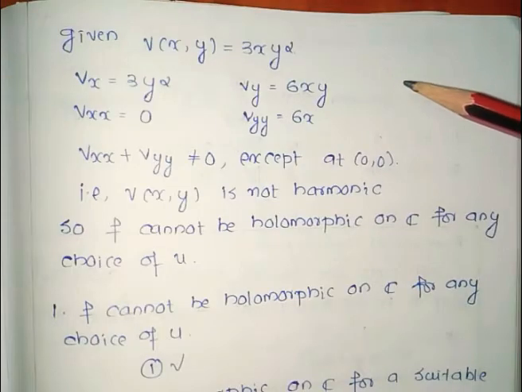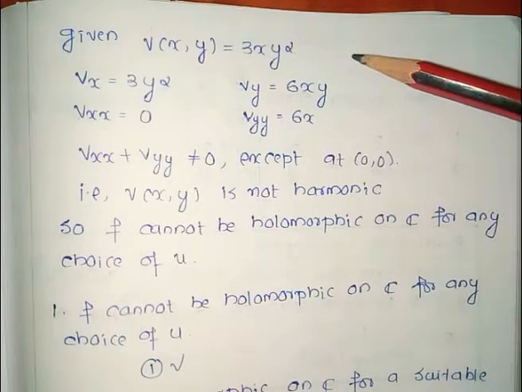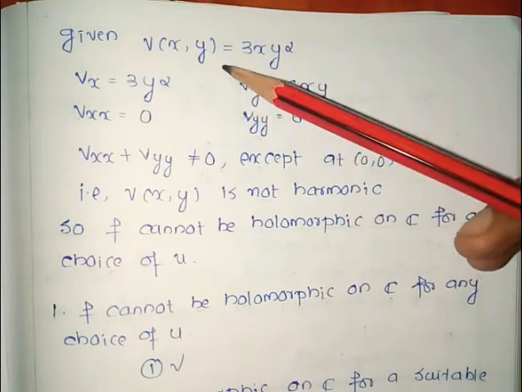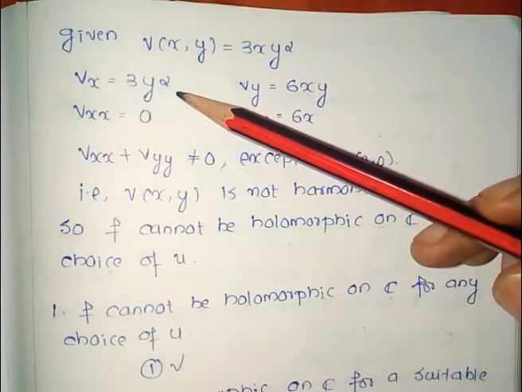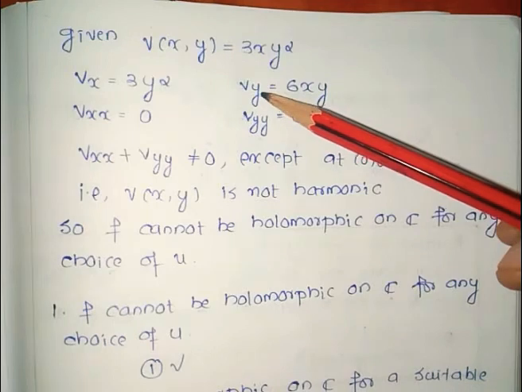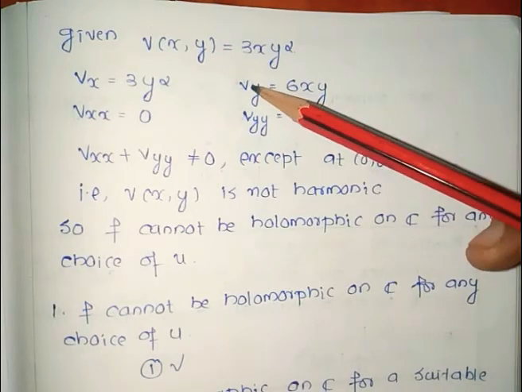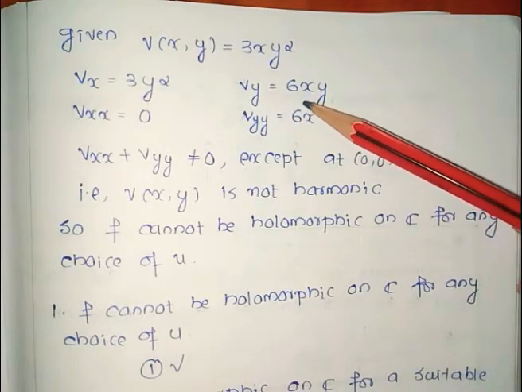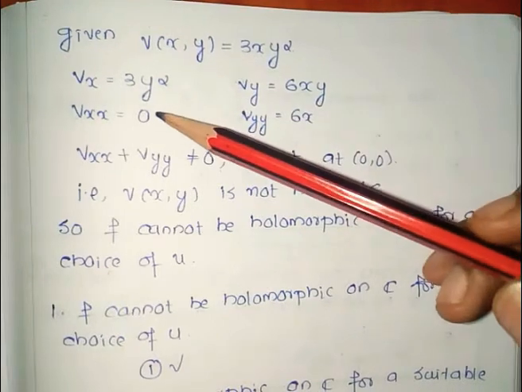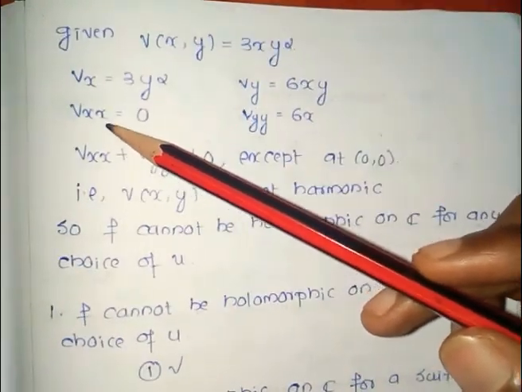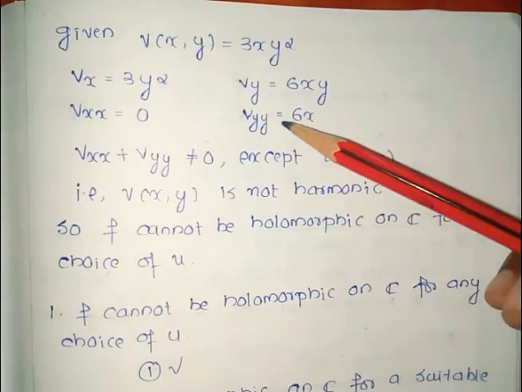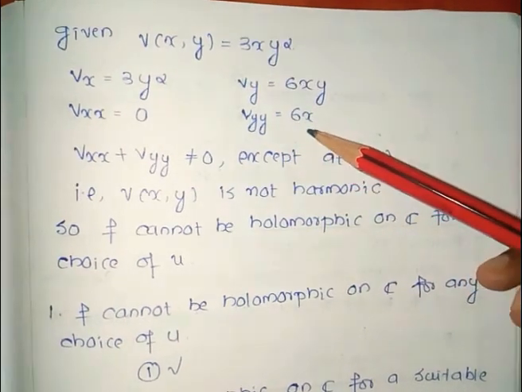From the question we are given that v of x comma y is equal to 3xy square. So we are differentiating v with respect to x. So vx is equal to 3y square, and differentiating v with respect to y, we get vy which is equal to 6xy. Differentiating vx with respect to x, vxx is equal to 0, and similarly vyy is equal to 6x.